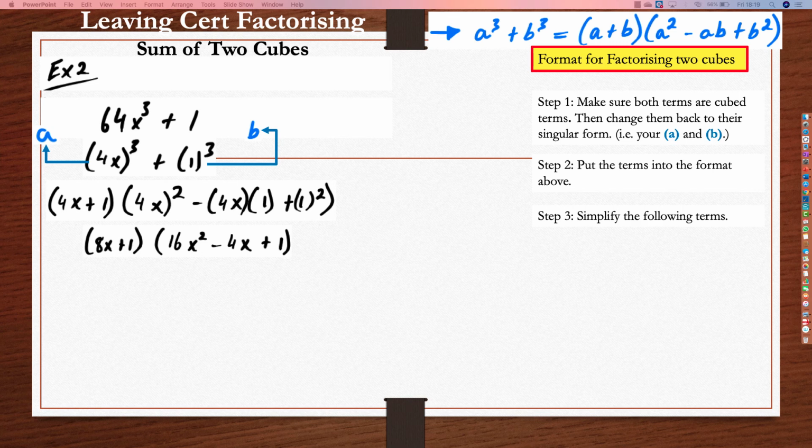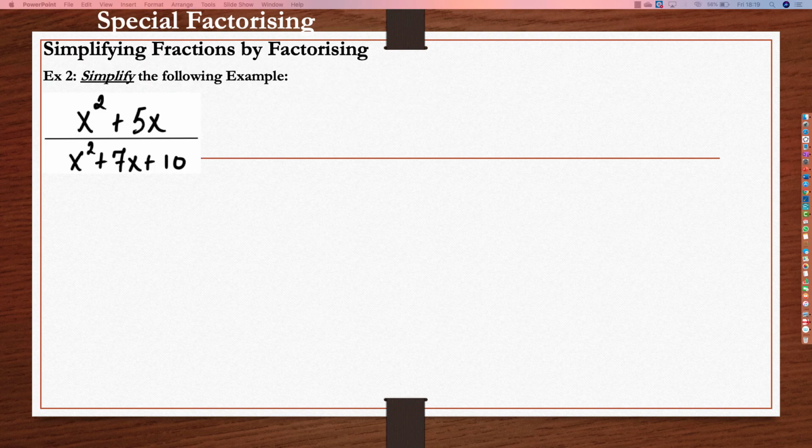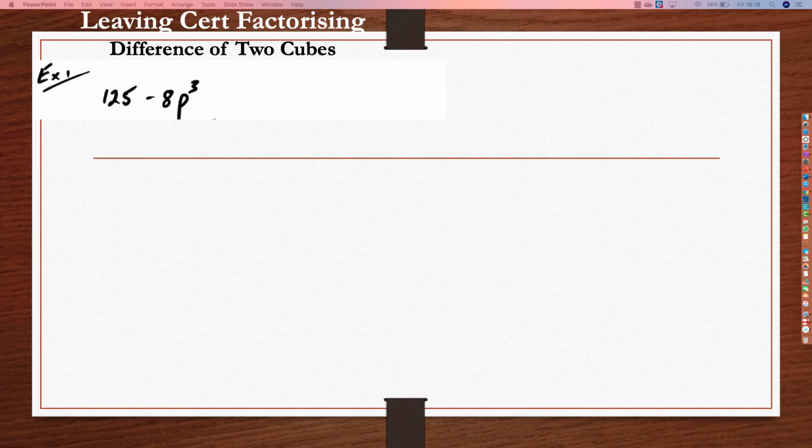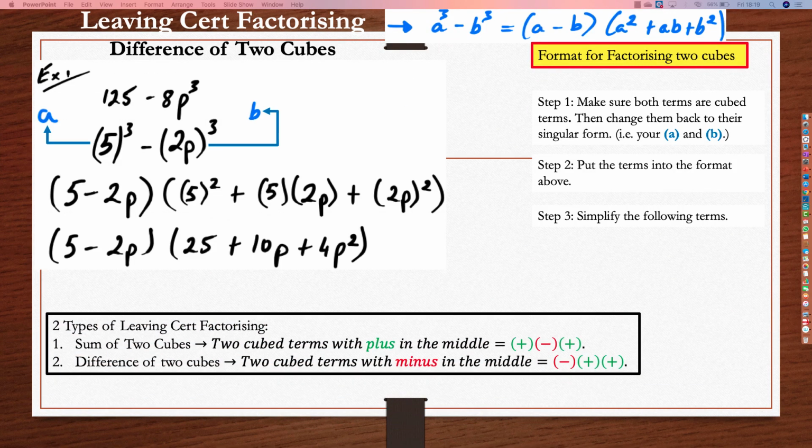Right. Important thing before we get into factorizing. How do we know the layout? We know the layout via the following. The two types are the difference of two cubes and the sum of two cubes. If there's a minus in the middle, it's minus always first, and then it's plus plus. If it's a plus in the middle, it's plus minus plus. It's always plus last. It's always going to be plus b squared.